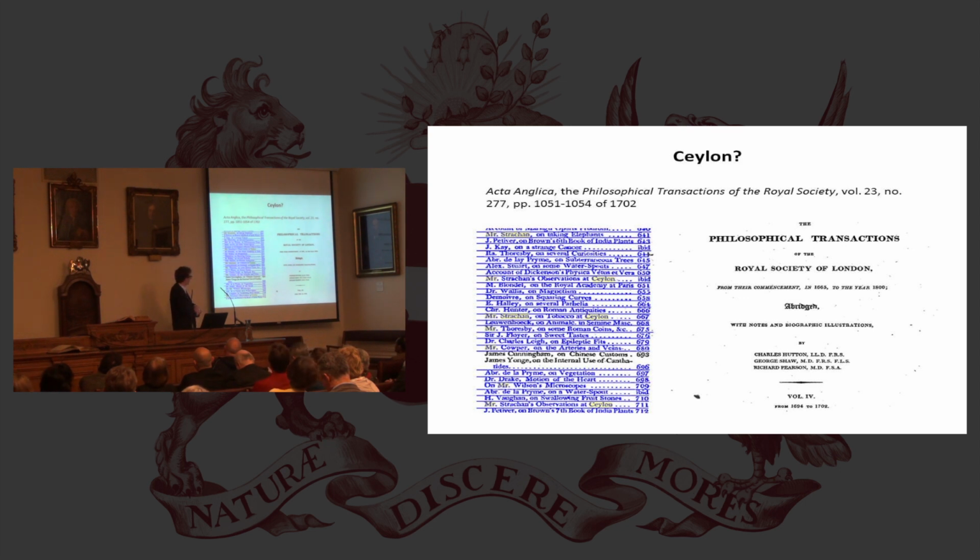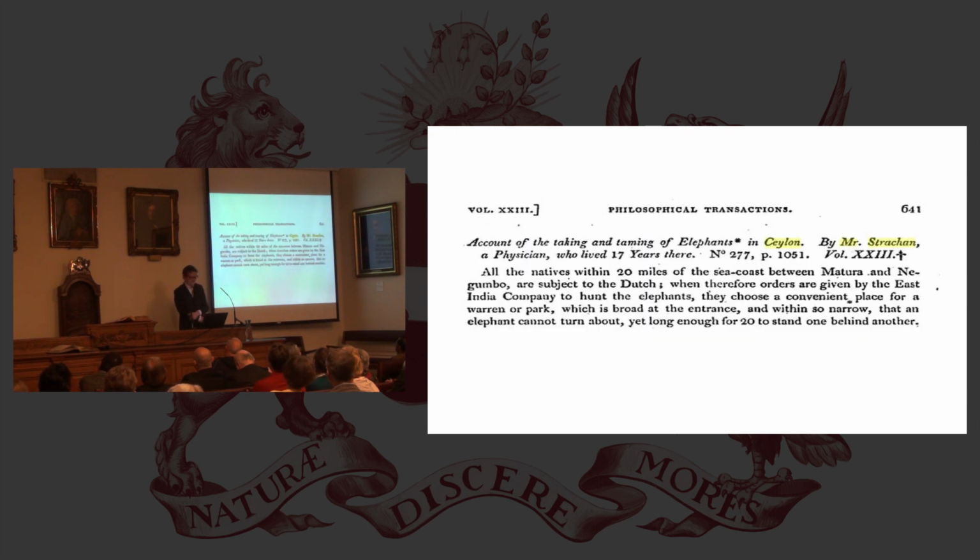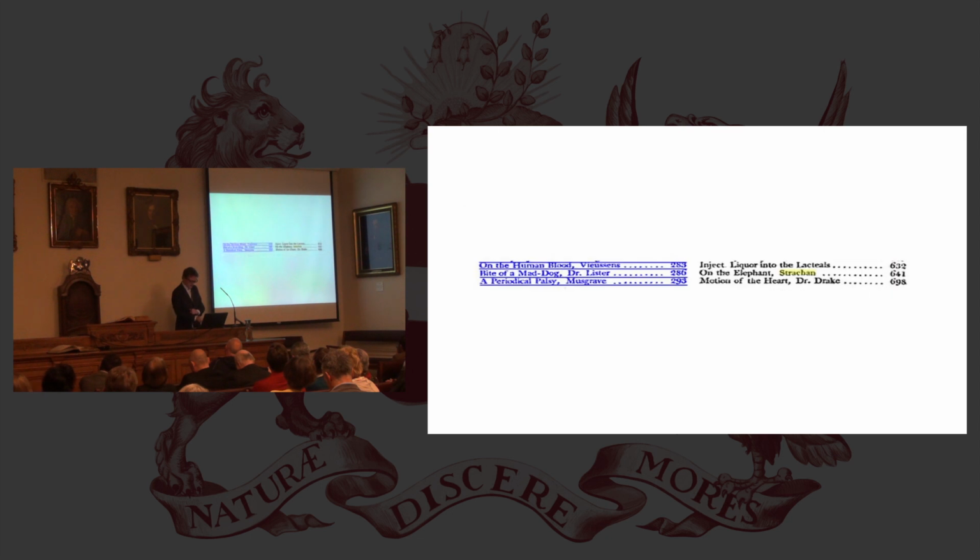And there are many, many other interesting things in here, but it's very easy to go there and see what he's talking about. This is actually the page of the book, and it's an account of taking and taming elephants in Ceylon. Anyway, the point is, we think this is the reference Linnaeus was going to. He therefore says the type locality of elephant is Ceylon.